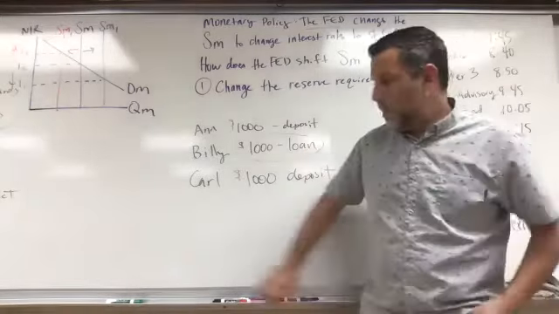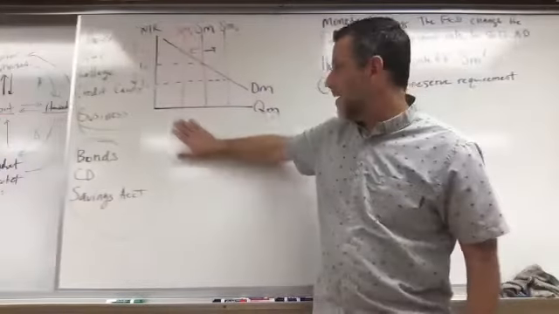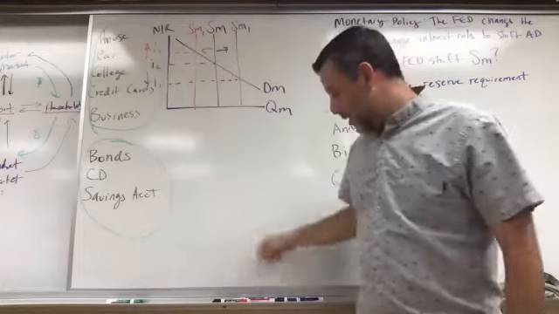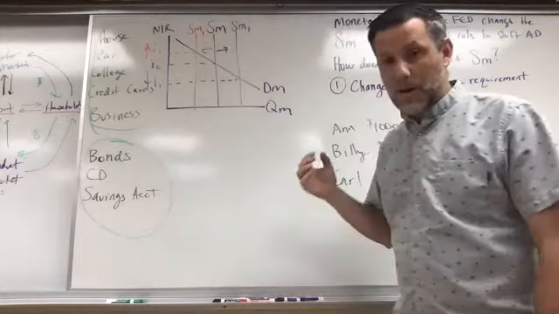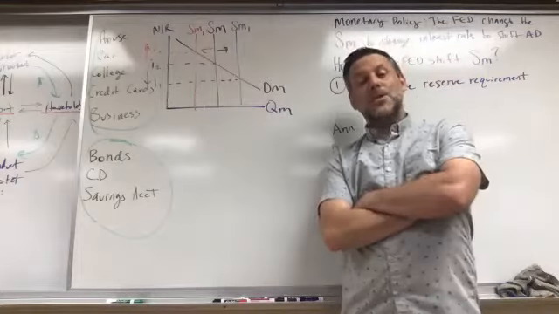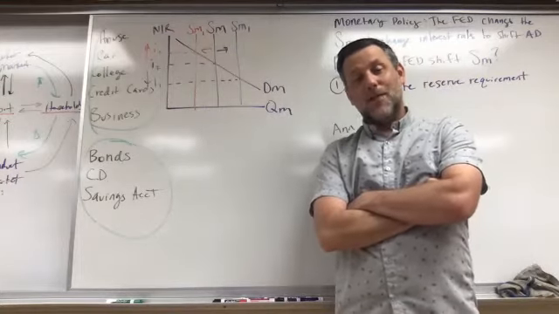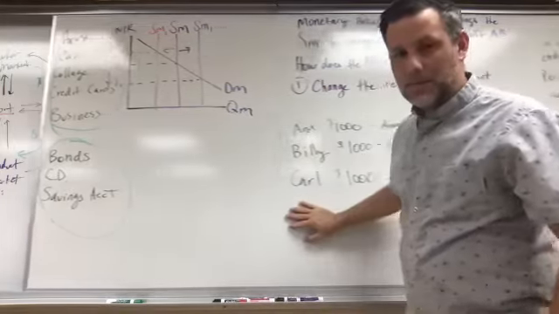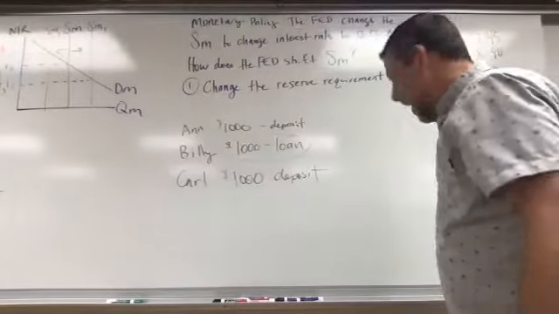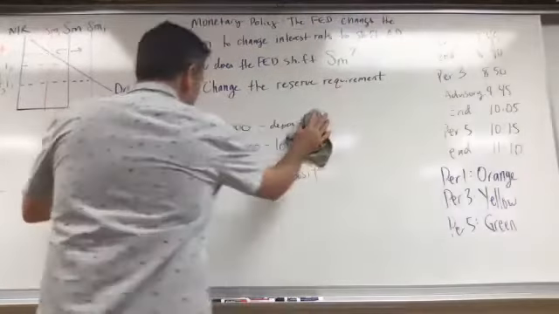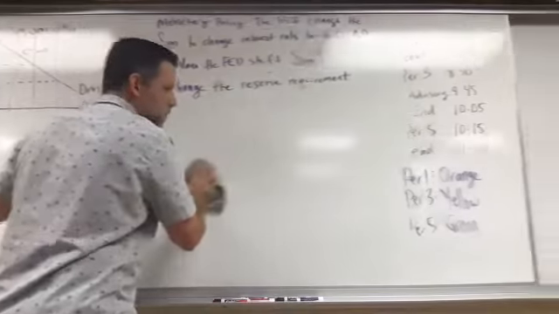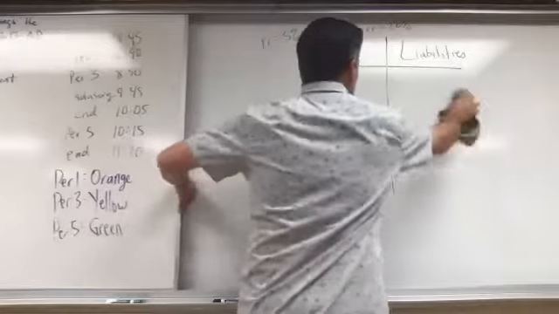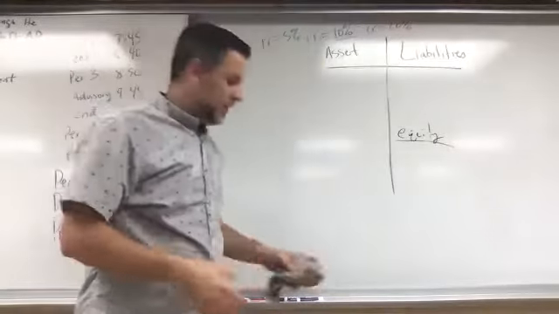So when we go to this graph right here, and we're looking at the supply of money, and we want to look at how much quantity of money we have in our economy, we've got to factor in how much money that banks can make through loans in a fractional reserve banking system. So in order to do that, we have a tool that can help us. That tool is called a balance sheet.